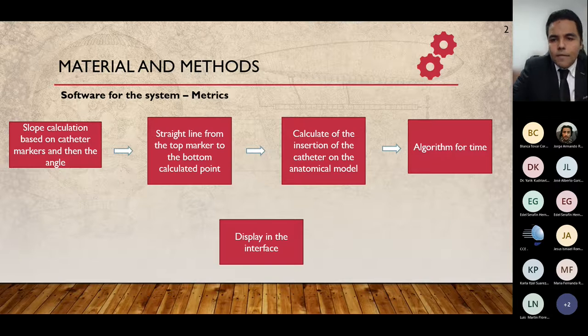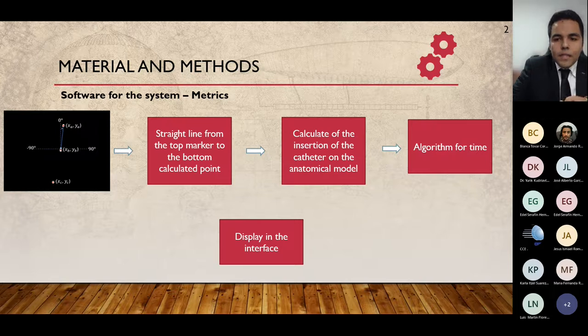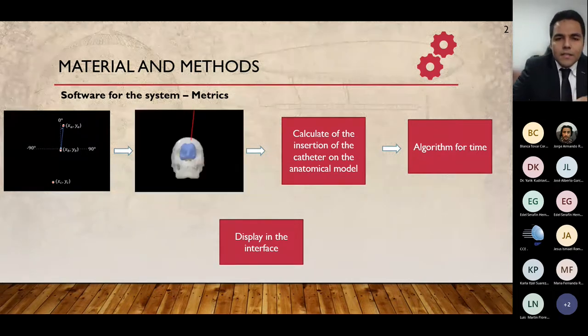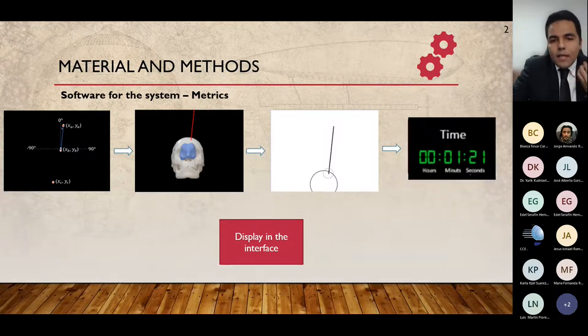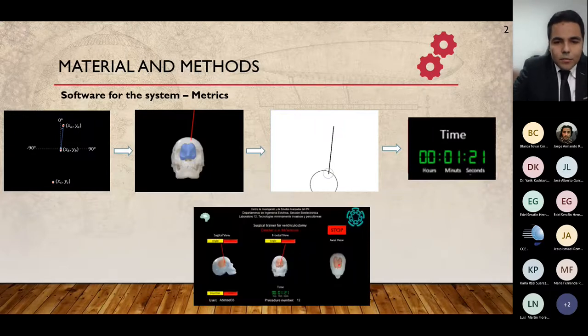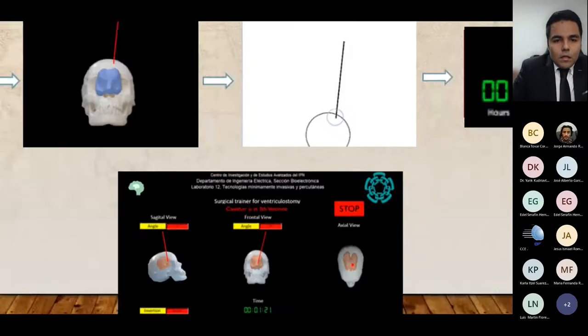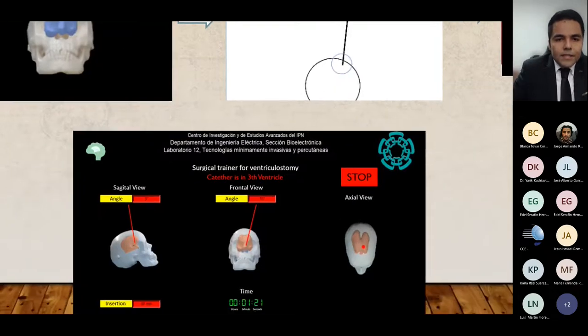This is calculating the slope of the catheter and displaying it in the graphical interface. Also, we represent the catheter through a straight line in the interface and calculate the insertion length in the anatomical model. Finally, the time is also displayed in the principal interface, so we can see in this image. Also, we print a label that indicates the position of the catheter. In this case, the catheter is in the third ventricle.